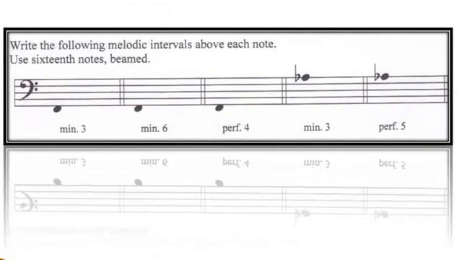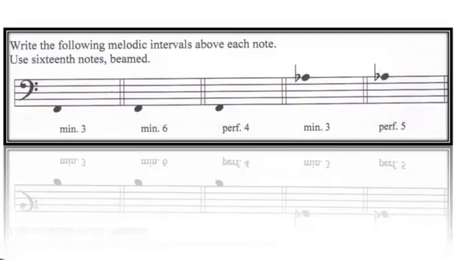In this example, you're writing intervals, and they're melodic intervals. So you would also be beaming the 16th notes together. F is our first note, and we need a minor third. So F, G, A, F to A would be a major third, F to A flat would be a minor third. Then we have a minor sixth.